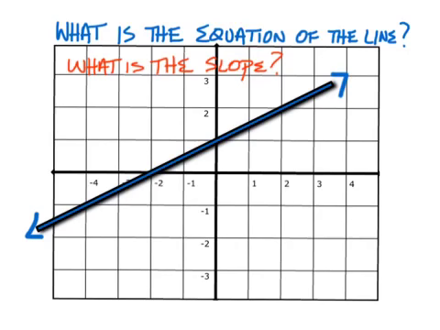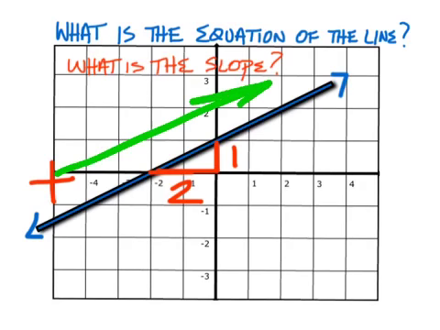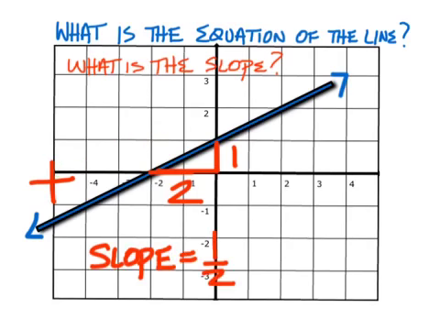First of all, to find the equation of the line, you have to find the slope of the line. Make a triangle from 2 points that fall on the line. It goes up 1 and right 2. It is positive because it goes up to the right. So it's a positive 1/2.